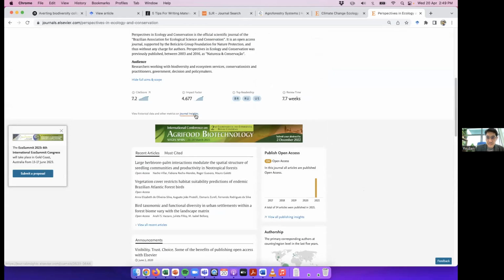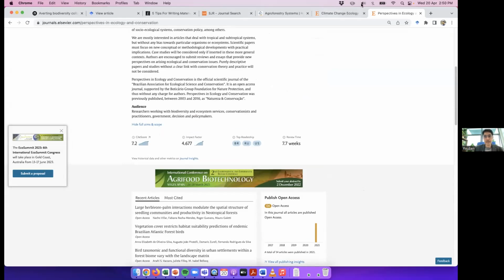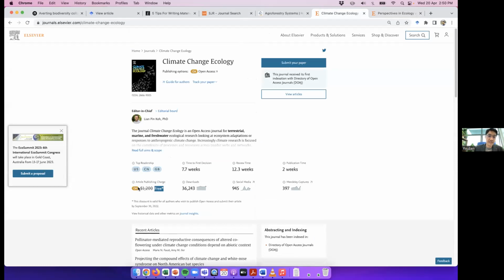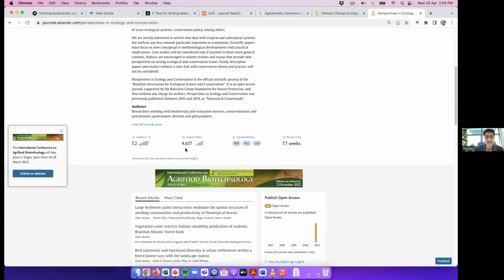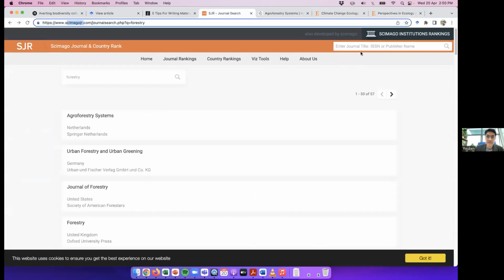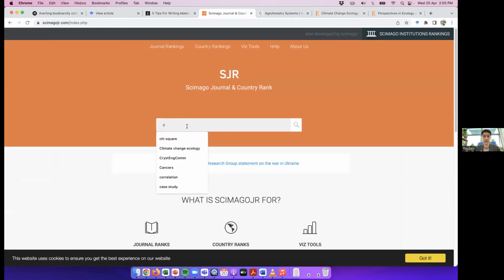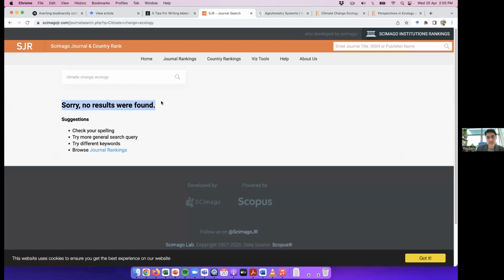Okay. So why is this particular one waiving its APC? If one day Climate Change Ecology finds a sponsor, it's going to be not there at all. But same Elsevier journal, there's nothing here. So one reason is because Climate Change Ecology, we type in here, go to home, Climate Change Ecology. No results are found. Wow. So I'm actually editor of a journal that's not really found here.